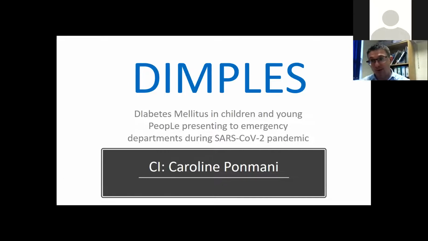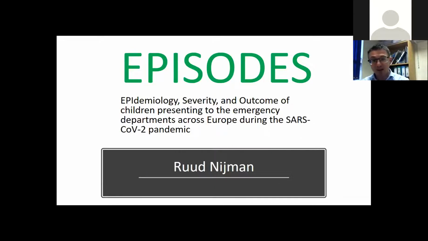So Dimples is essentially a retrospective study of looking at diabetes presentations, new onset and children with diabetes, and whether they came in with DKA and what the severity of that DKA was, looking at 2018 and 19 versus 2020. And we're writing this up at the moment, and hopefully we will get those results to you shortly.